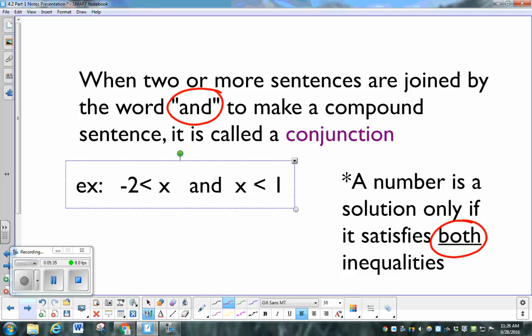So for example, this is a conjunction. x has to be greater than -2, and x has to be less than 1. So we're looking for any numbers that are both greater than -2 and less than 1. That's a conjunction. You only have to write down this page if you want to. So we're going to do an example here.